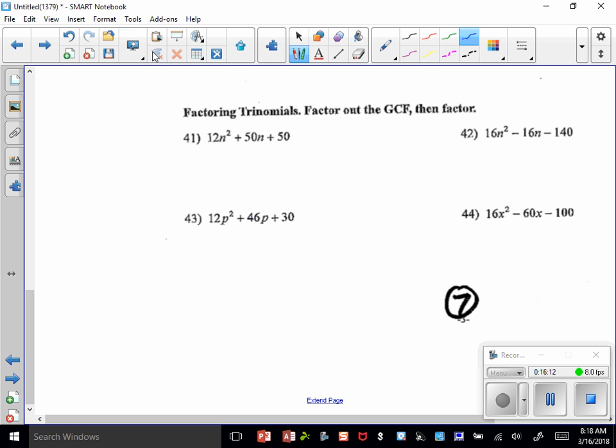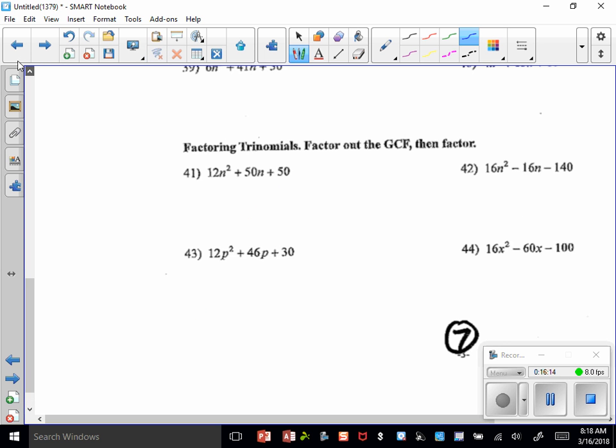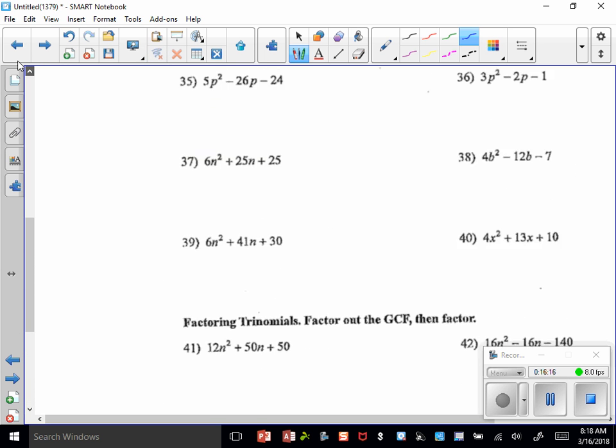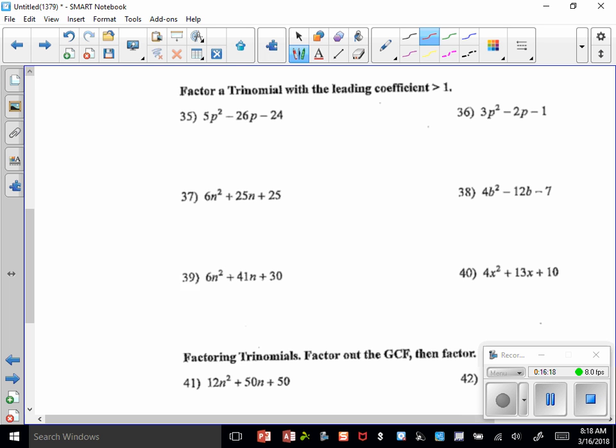So for 37, we're going to multiply our A and C terms together. So what is 6 times 25? Okay. And what goes at the bottom? 25. Your B. So think of B as bottom. Okay, your B term goes at the bottom.